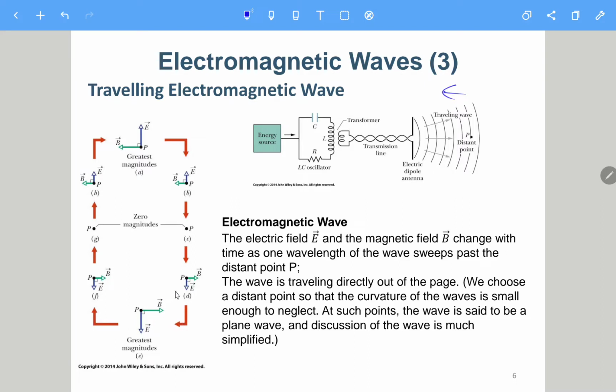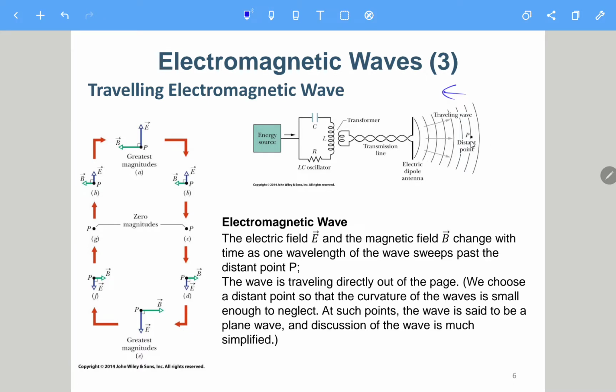And then the E field is pointing downward and the B field is pointing to the right side, and the amplitude is maximized, and then going back it becomes smaller, zero, and then pointing in the positive direction, and going back to here. It will just increase and decrease back and forth for an infinite amount of time, or maybe just up to whether you're still putting energy in so that it can generate the EM wave as much as you want. Okay, so here it says the electric field and the magnetic field change with time as one wavelength of the wave sweeps past the distant point P, and the wave is traveling directly out of the page, we chose.